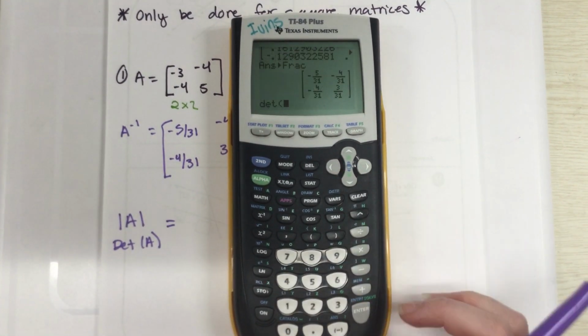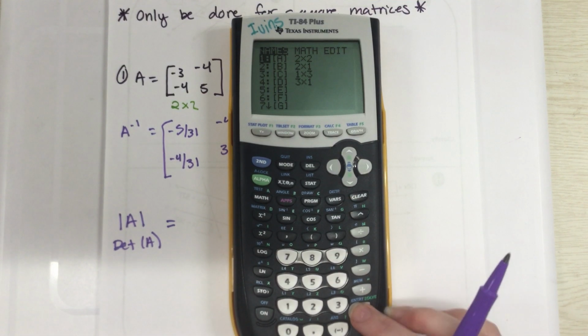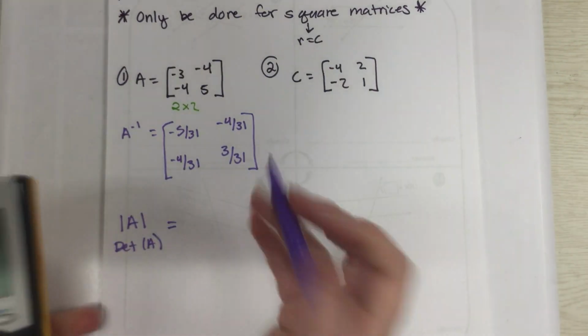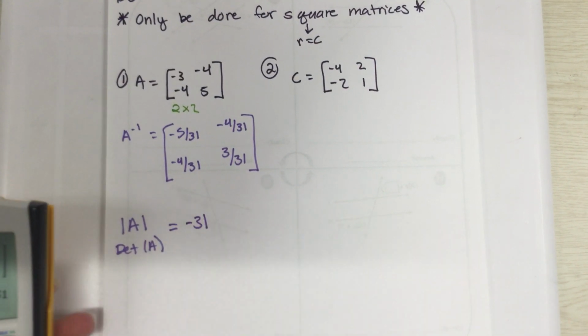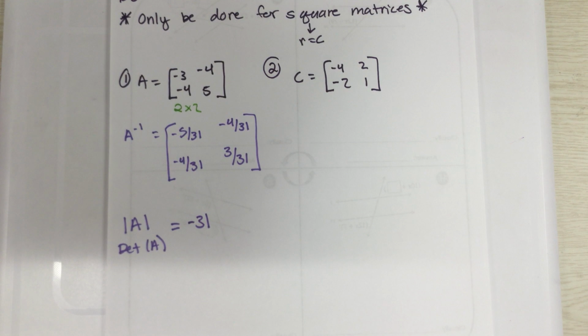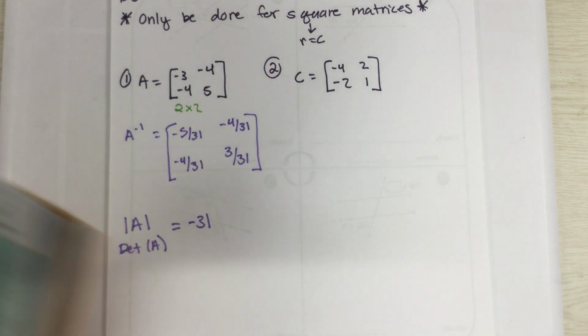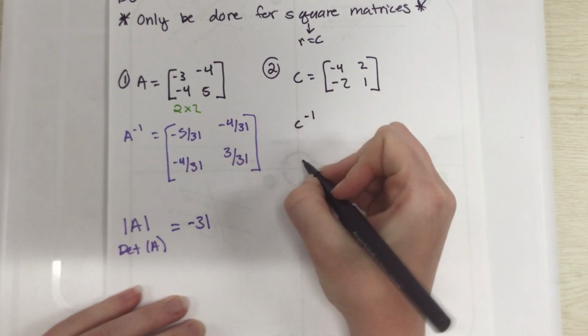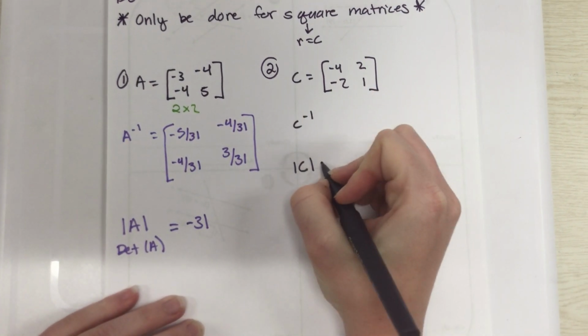So we want the determinant, and I want it of matrix A. I hit enter, and it comes out as a whole number. It will always come out as a whole number, one single number. So the determinant is -31. Go ahead, try to do that with C. Enter C, and then find its inverse and find its determinant.